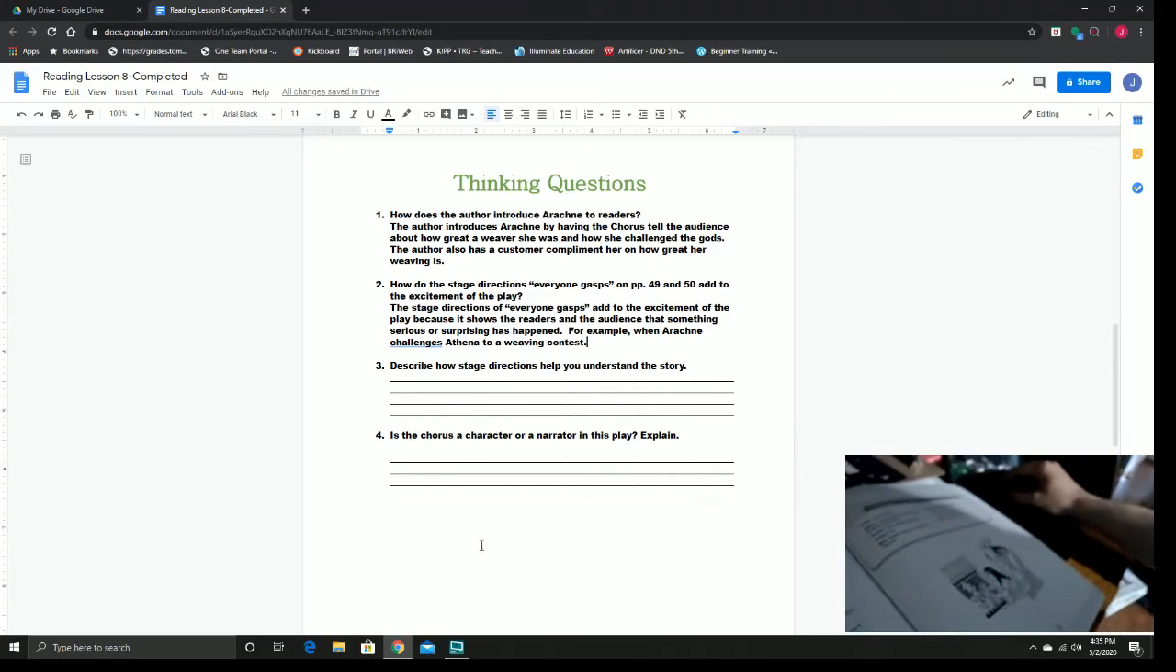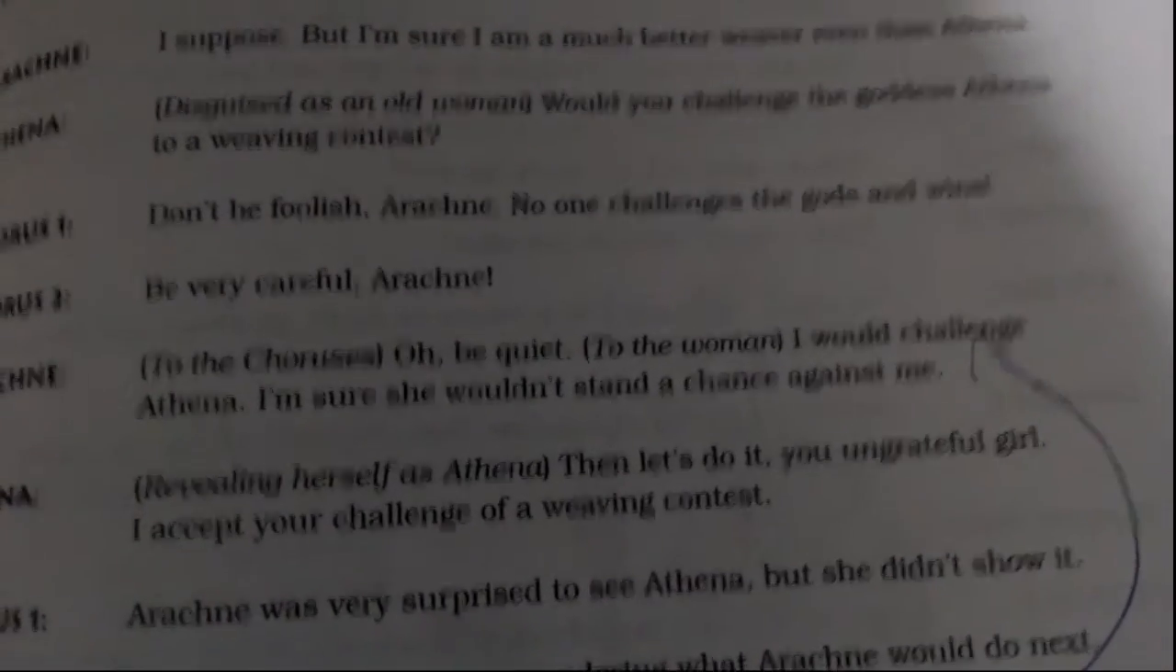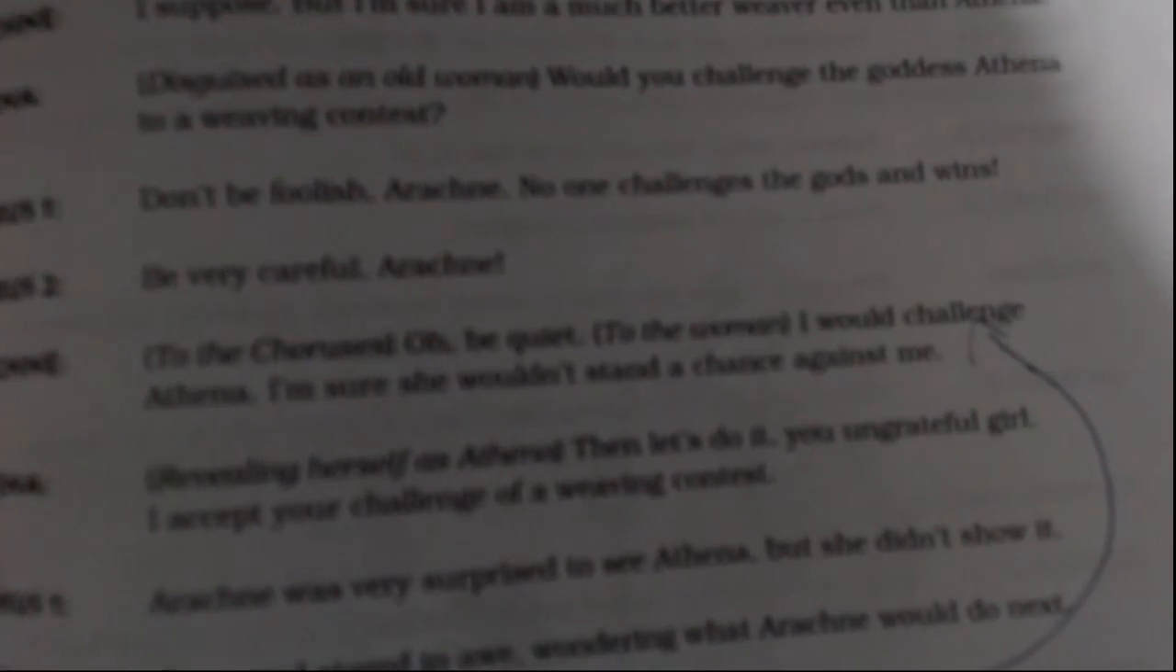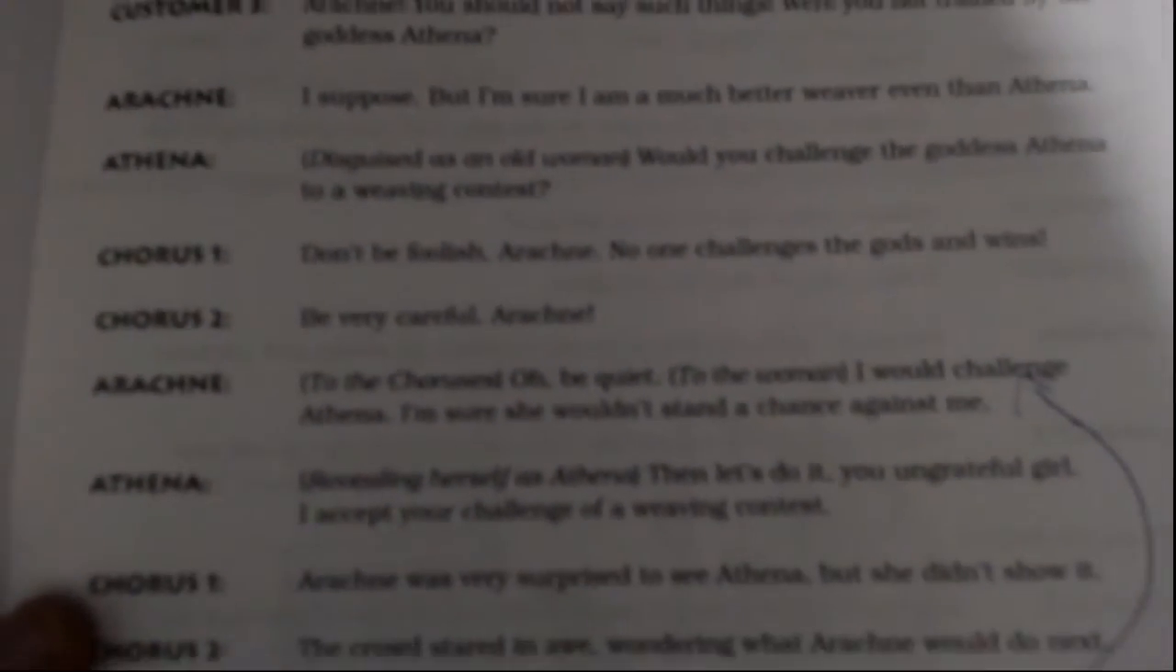We already talked about the gasping stage directions. They just show us that something surprising has happened, and so they add to the excitement. Let's take a look at a couple of the other stage directions. Over here, oh, the stage directions for Athena tell us that she's disguised as an old woman. And so this is helping us understand because Arachne is saying all these things, but she doesn't know that Athena's there. And so we wouldn't know that unless the stage directions told us that she was disguised as an old woman. It was sharp. Why did it stop? There we go.